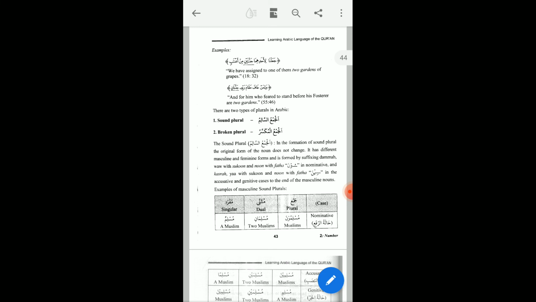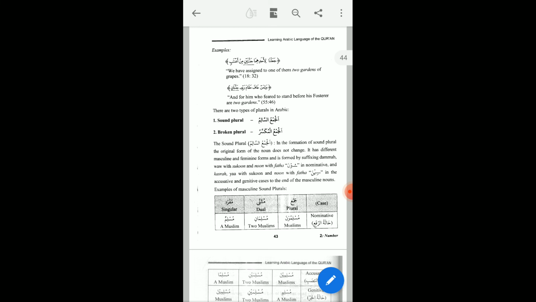You saw two examples. At one place in Surah Kahf, chapter number 18, verse number 32, it's jannataini. Why it is so, I explained. And in chapter number 55, verse number 46, it is jannatani. Why it is so? Because it's used.